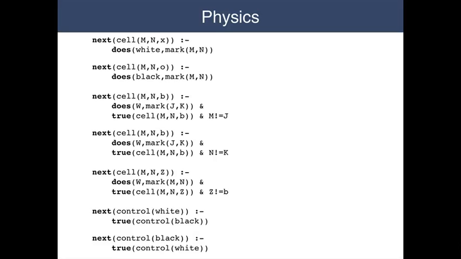Next, we look at the update rules for the game. In other words, its physics, its dynamics. The first rule here says that a cell is marked with an X or an O if the appropriate player marks that cell. And the second rule handles the other player. If a cell is blank and is not marked on that step, then it remains blank. If a cell contains a mark, it retains that mark on the subsequent state. Finally, control alternates on each play.